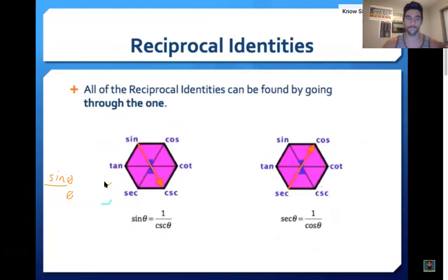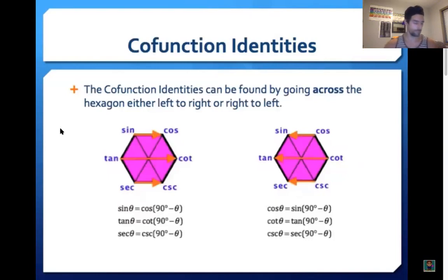Okay, next we're going to take a look at our reciprocal identities. All of the reciprocal identities can be found by going through the 1. All right, so over here on the left, I've shown that sine is equal to 1 over cosecant. And again, I can start anywhere along this hexagon that I want. Over here on the right, I am showing starting at secant. Secant is going to be equal to 1 over cosine. So all of the reciprocal identities can be found by going through the 1 that's in the center of the hexagon. Our cofunction identities.